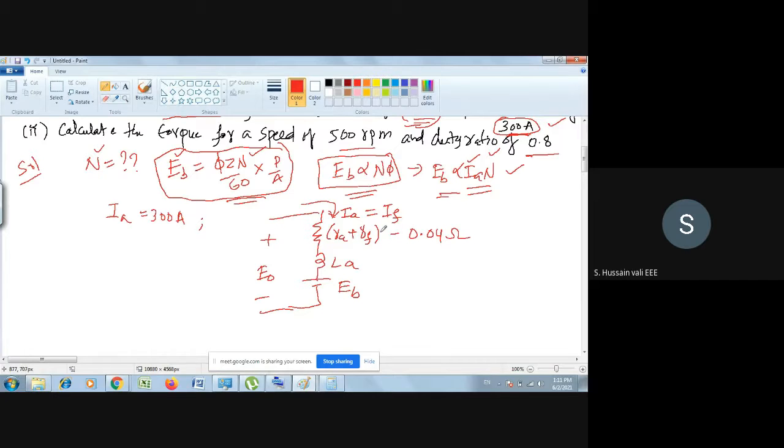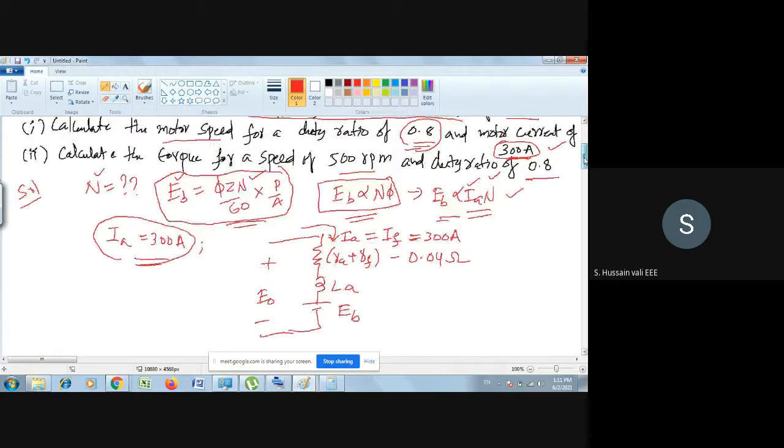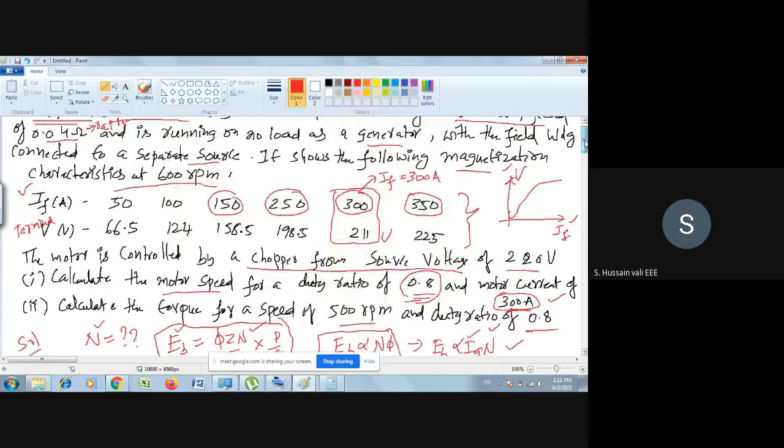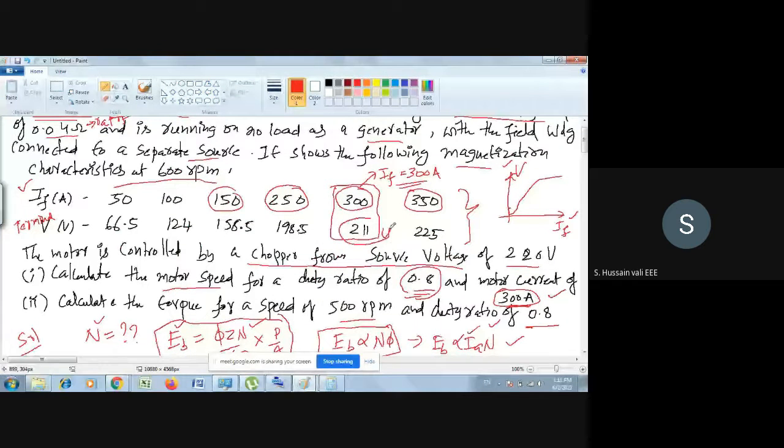So when field current and armature current are both the same, we'll see one thing. He has given data that the armature current is 300 ampere, so IF is also 300 ampere. Then we look at the data: at IF equal to 300 ampere, what is the terminal voltage from the magnetization characteristics? It is 211 volts.